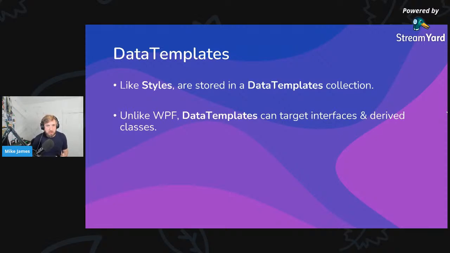They're stored in data template collections. Unlike WPF, the data templates can target an interface or a derived class. Now, data templates are something that I wanted in Xamarin.Forms forever, and thankfully it's now available. But for me, data templates are XAML development. A XAML framework that doesn't offer data templates is difficult to feel excited about, but Avalonia has really good support for data templates.